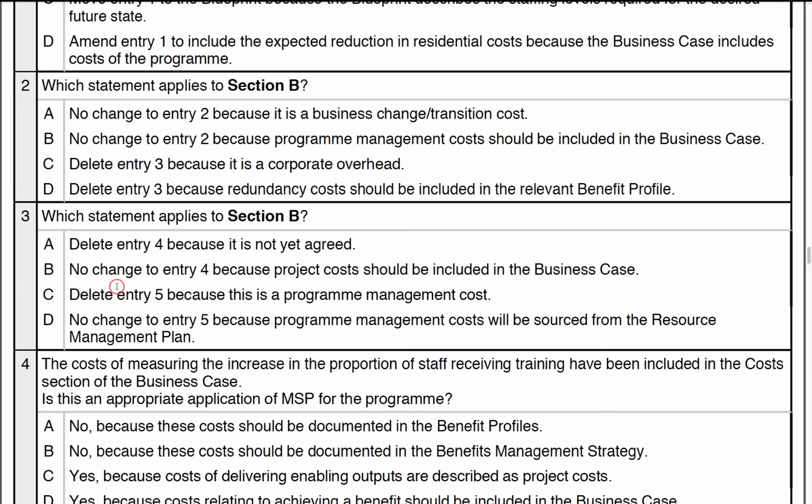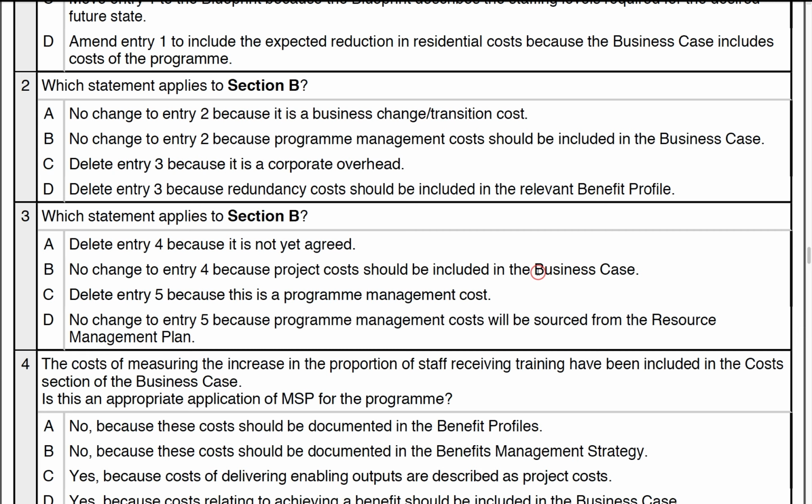So delete entry 4 because it is not yet agreed. Well, that's irrelevant. We still need to keep it in there, actually, even if it's not agreed, because we need to note whether it's going to be agreed or not in the first place. And sometime it will have to be updated later in the business case. So that's not true. No change to entry 4 because project costs should be included in the business case. So remember what we said about project costs. They do need to be included here because overall they're part of the overall program.